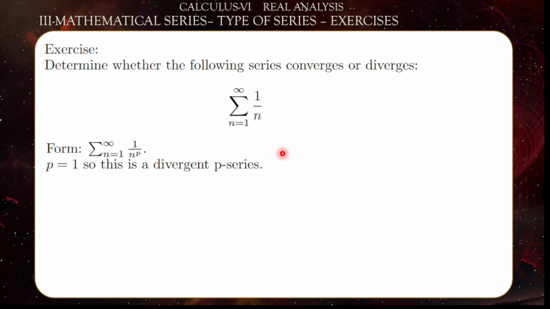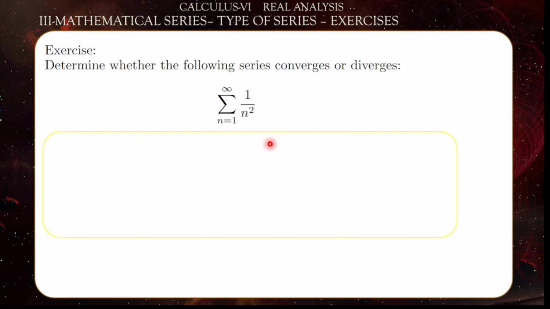This is a typical P series having the form sigma n equal 1 to infinity of 1 divided by n to the power of p, where p happens to be equal to 1. So this is a divergent P series. And the proof for that is it will keep going on. It will keep going for the sum, and it never approaches a finite value. So you'll keep adding up. It never decays to 0, so to speak.